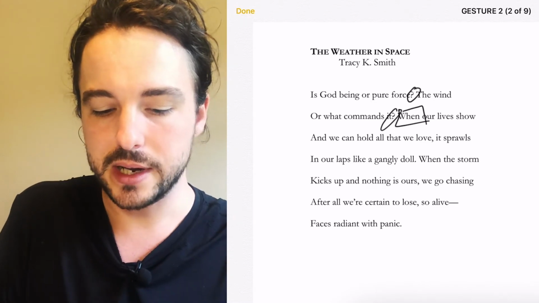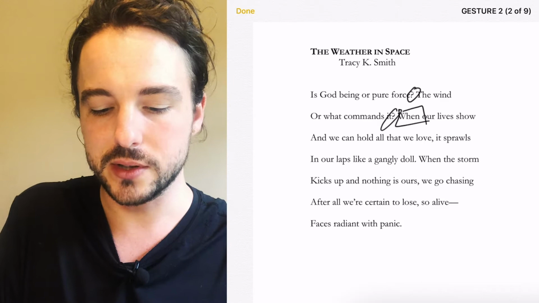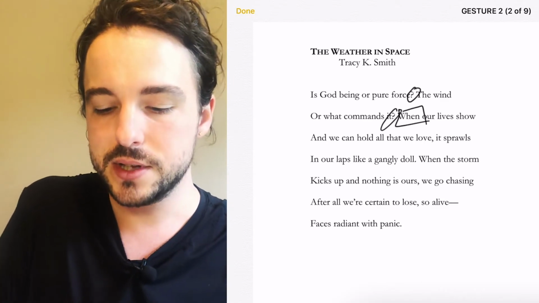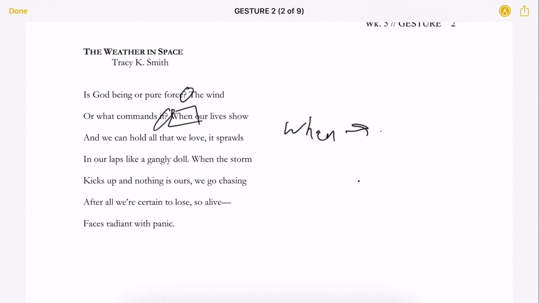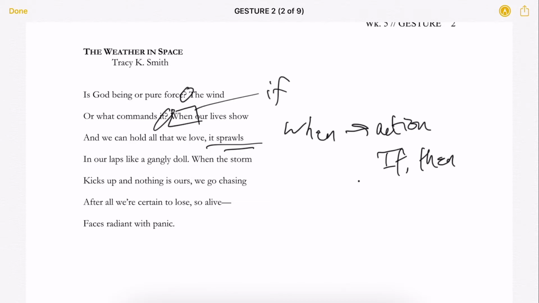our lives show and we can hold all that we love, it sprawls. So this is a logical chain. When leads to another action. This is very similar to the logical proof if then. If something happens, then something else happens. So when our lives show and we can hold all that we love, it sprawls. So sprawls would be the answer to that question. If this is the if, this is the then.